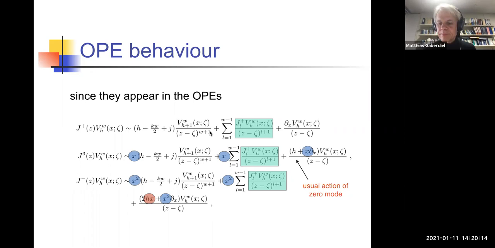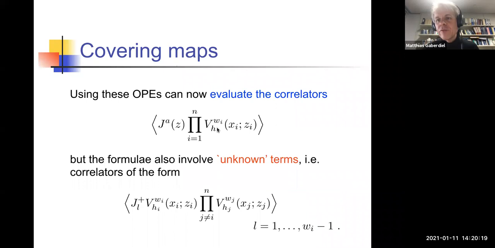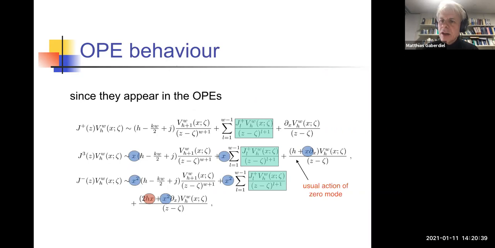So that looks like a disaster. I mean, now you've worked out these correlation functions, but you've worked them out in terms of stuff you don't know. You've worked it out in terms of correlators of this form, but there's a very specific class of correlators that appear, namely one of them will be decorated by a J plus L, and L will run from one to WI minus one, where WI is the spectral flow of that specific vertex operator.